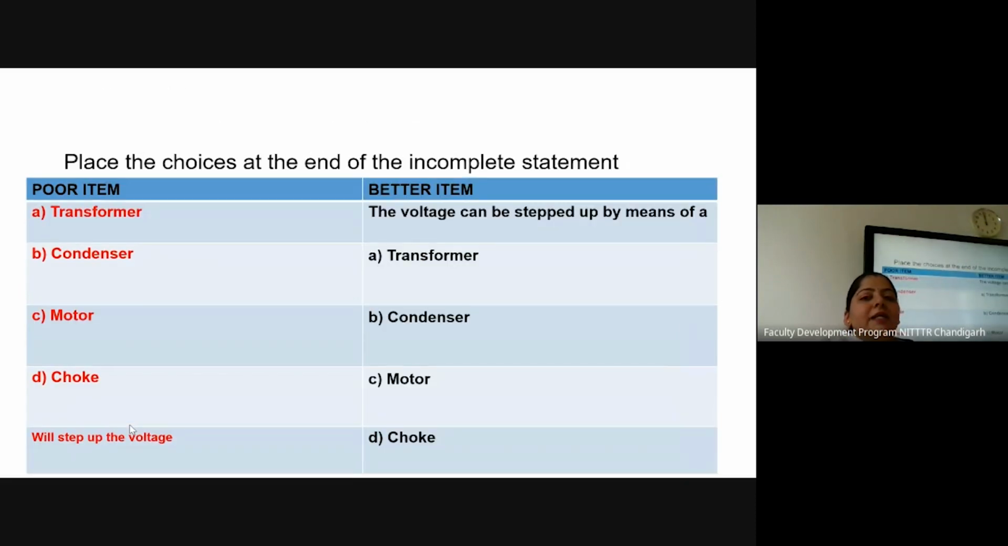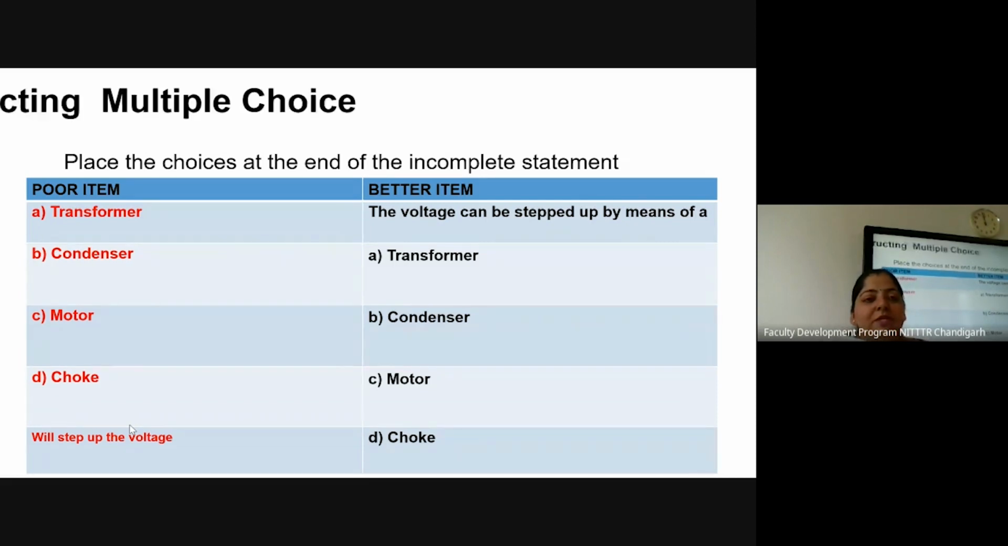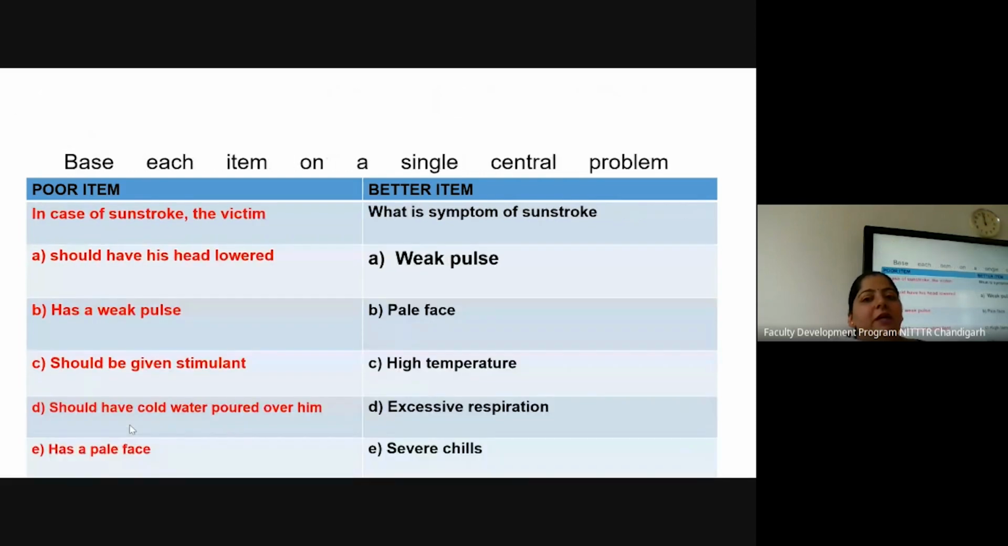Place the choices at the end of the complete sentence. As in the step above, in the poor statement the options are given first. Then the statement needs to be written as: the voltage can be stepped up by means of what. So what will the student focus on first, what will the teacher focus on, what learning outcome I am going to measure; the student will also focus on this fact or finding, what can be the probable answer. So the stem always needs to be on the top of the statement.